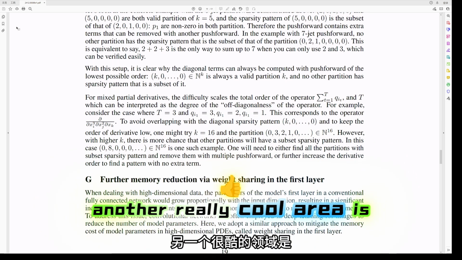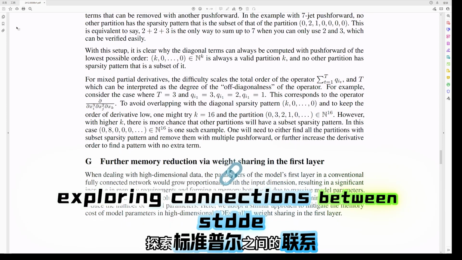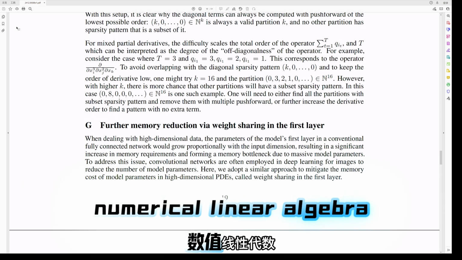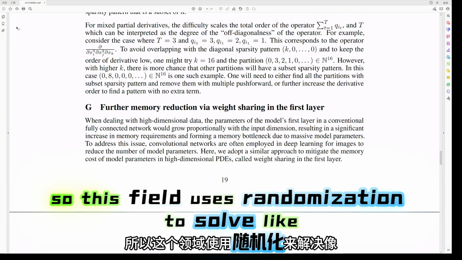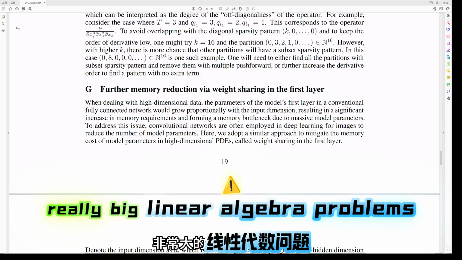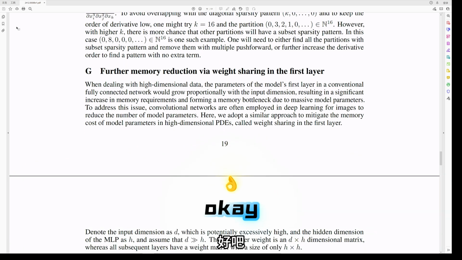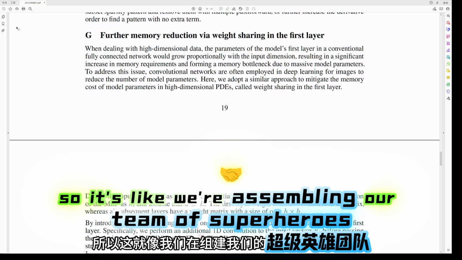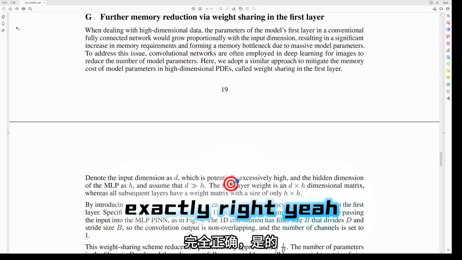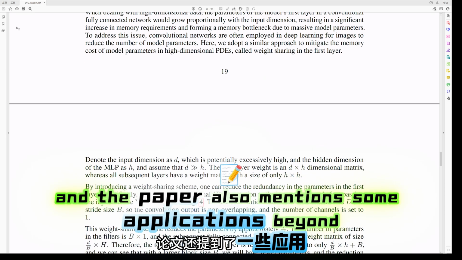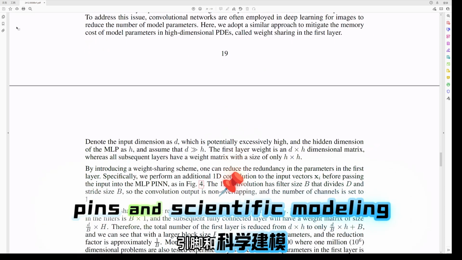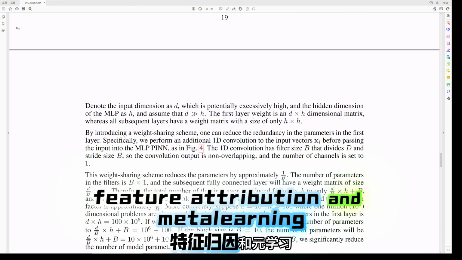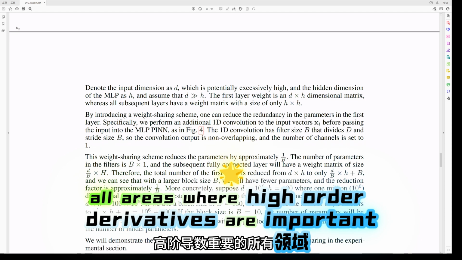Another really cool area is exploring connections between STDE and something called randomized numerical linear algebra. Okay. So this field uses randomization to solve really big linear algebra problems. Oh, okay. And so there could be some synergies there. Yeah, so it's like we're assembling our team of superheroes, each with their own unique abilities. Exactly right. And the paper also mentions some applications beyond PINNs in scientific modeling. Oh, really? Yeah, they mentioned things like adversarial attacks, feature attribution, and meta-learning, all areas where high-order derivatives are important.